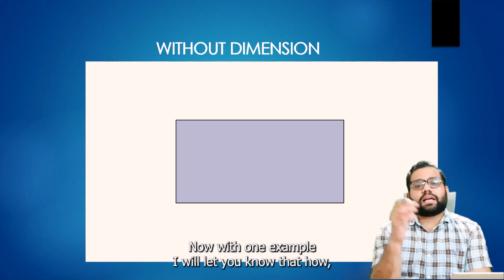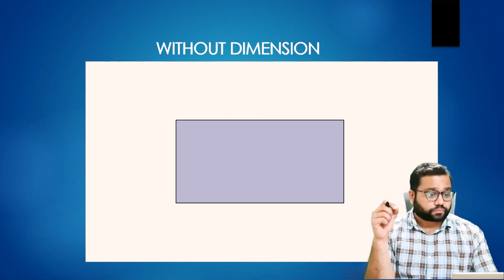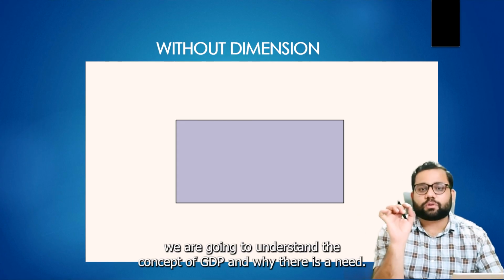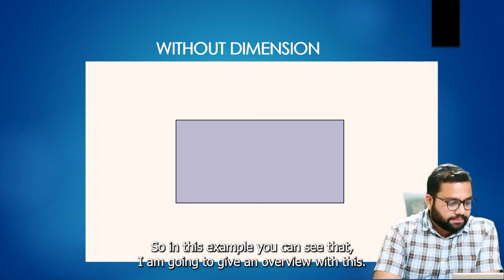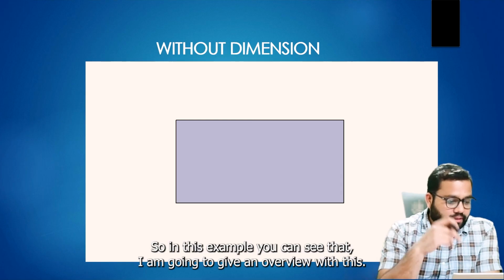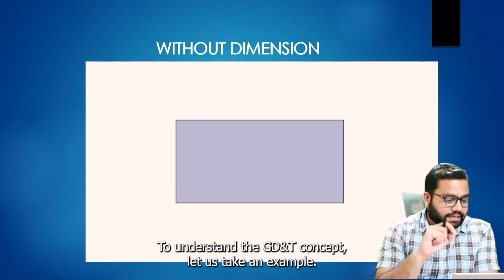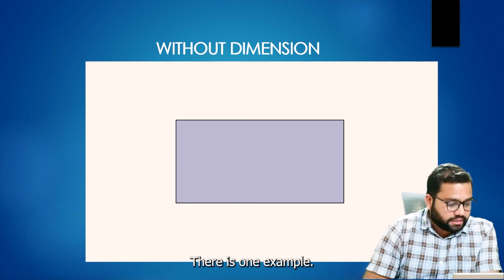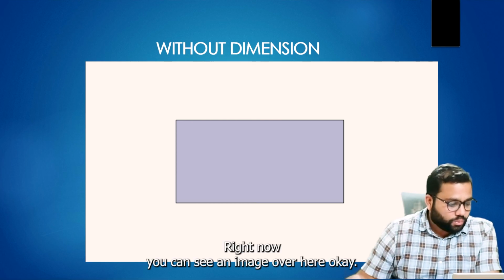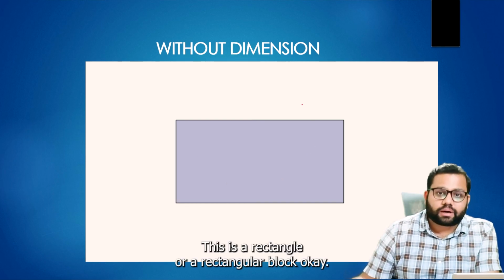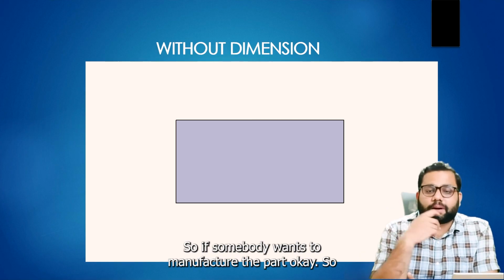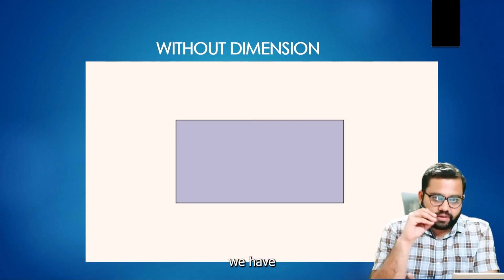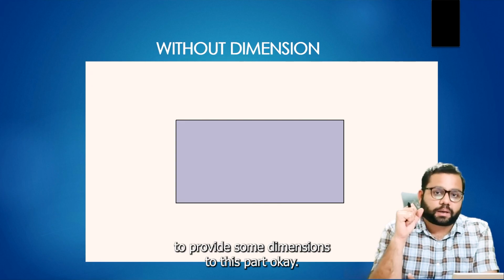Now, with one example, I will let you know how we are going to understand the concept of GD&T and why there is a need. Okay, so in this example, I'm going to give an overview. To understand the GD&T concept, let us take a small example. Right now, you can see an image over here. Okay, this is a rectangle or a rectangular block. Okay, so if somebody wants to manufacture the part, we have to provide some dimensions to this part.